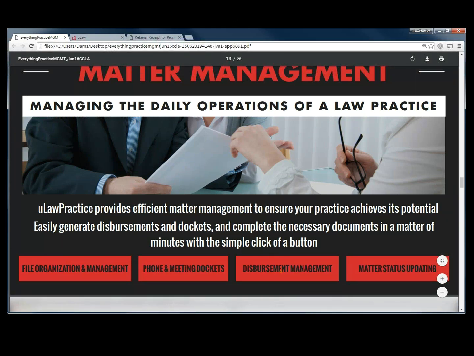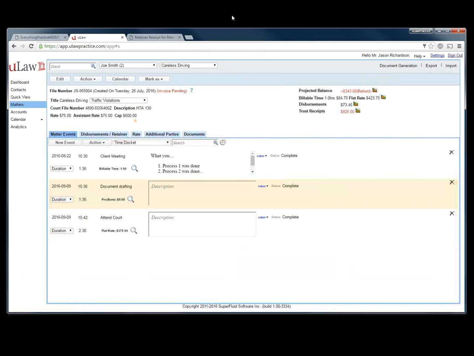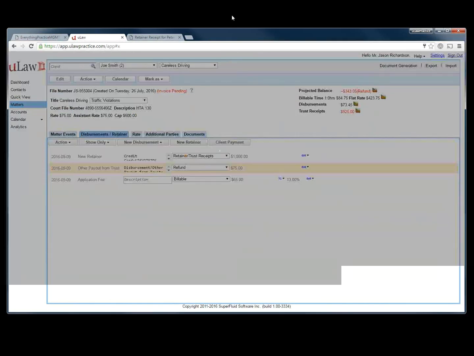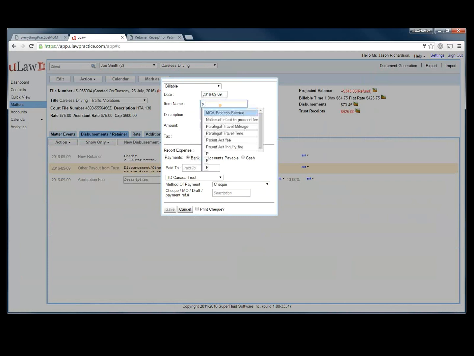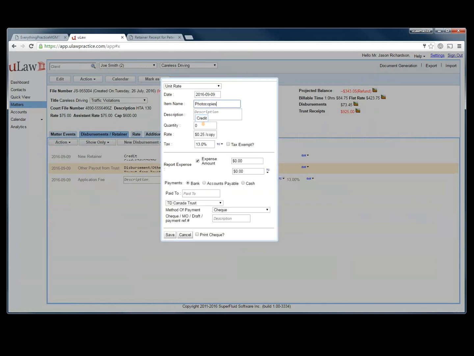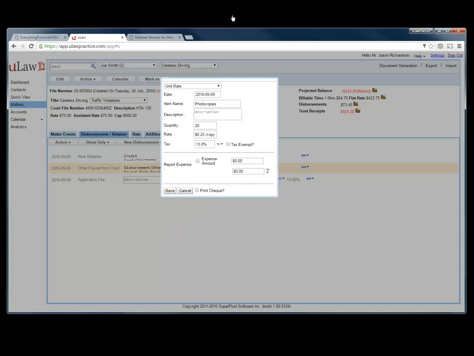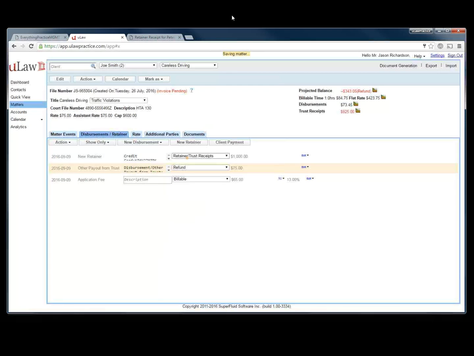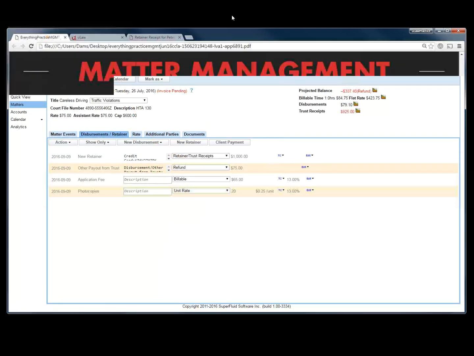Disbursement management: we already walked you through several kinds of disbursements, like paying from general and paying from trust. You also want to ensure that there are other kinds of disbursements, which are more unit rates, that you capture as well. For example, let's say you had photocopies. If you just say photocopies, you want to capture how many photocopies and what's the rate. And if the photocopies were done from the office, you want to say, I didn't spend even a cent on it. So capturing disbursements is very key as well in the matter.